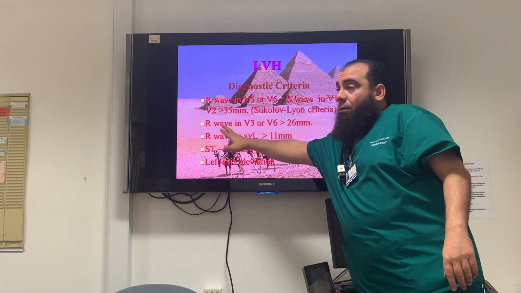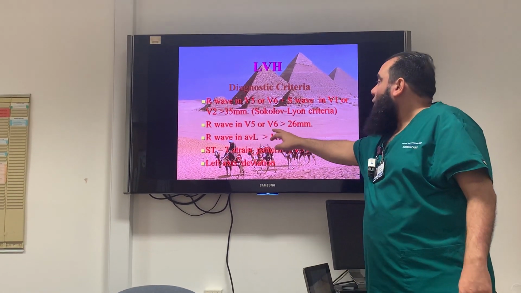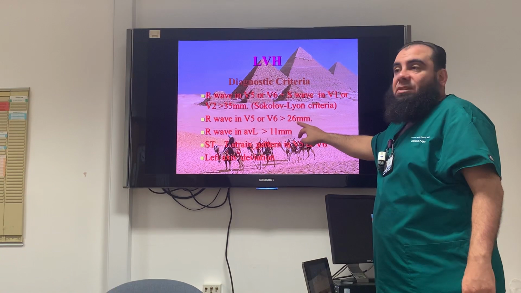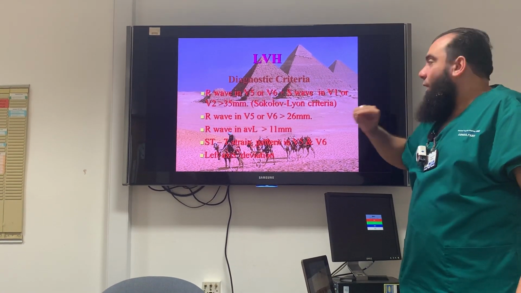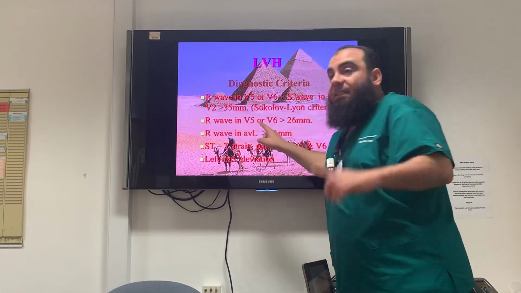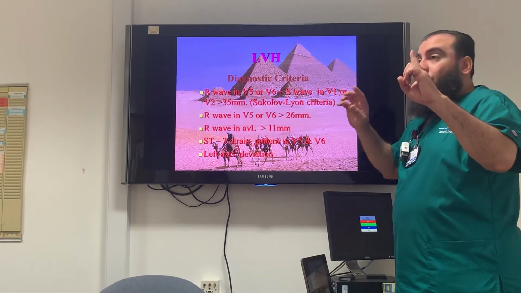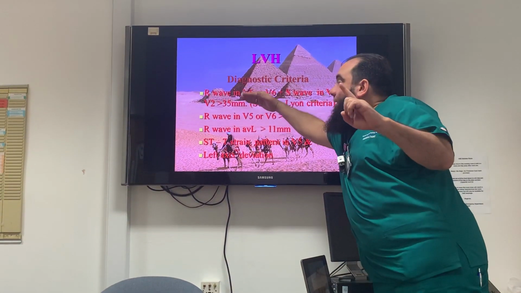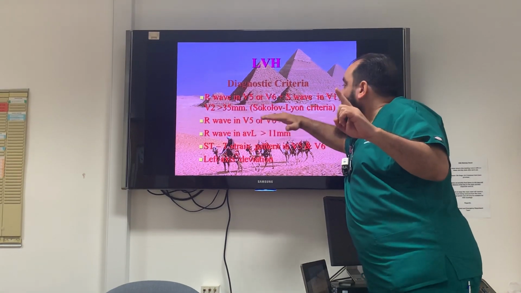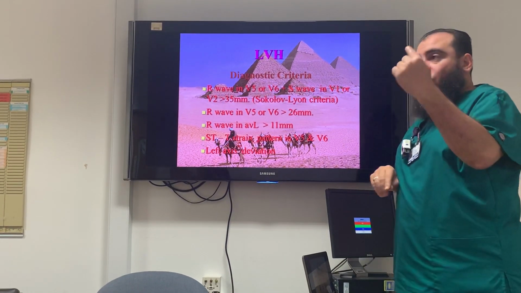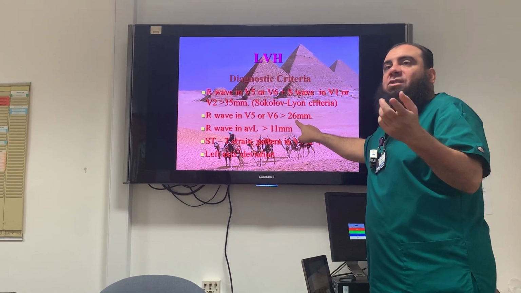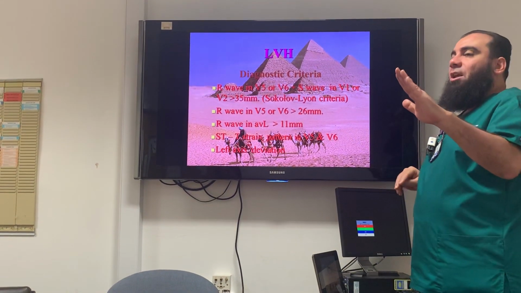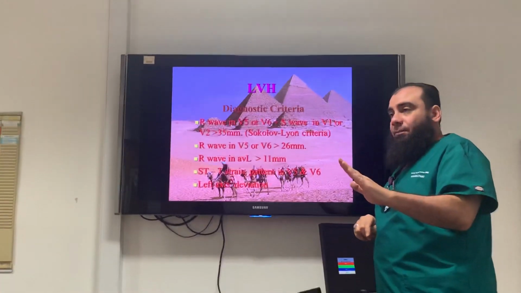Another criterion: R wave in V5 or V6 more than 26 millimeters, meaning 26 small squares, in V5 or V6 alone. Take care, alone. This criterion is different from the previous criterion. So if V5 or V6 alone is more than 26 millimeters or 26 small squares, we can tell we have left ventricular hypertrophy. Okay?